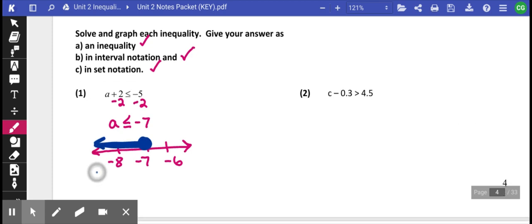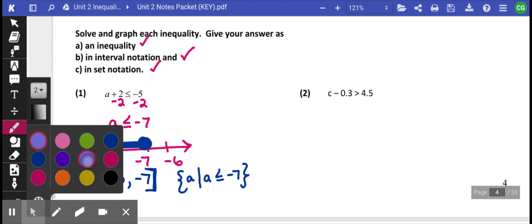So my interval would be from negative infinity to negative 7, and I am including the negative 7, so closed circle, closed bracket. And then my set notation, so squiggly brackets, French brackets. Now this time I don't have an x in the problem, I have an a. So the set of a's such that a is less than or equal to negative 7.